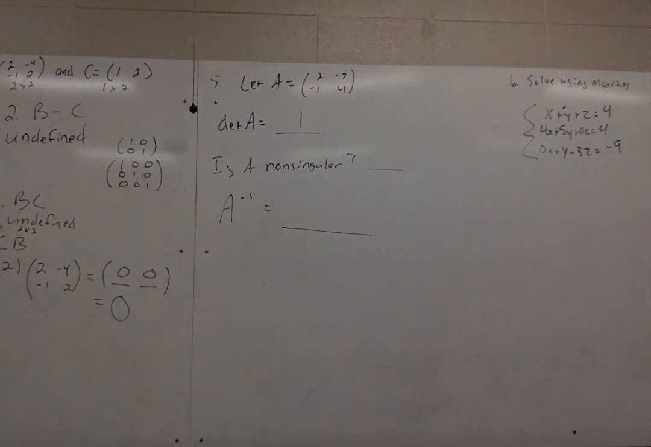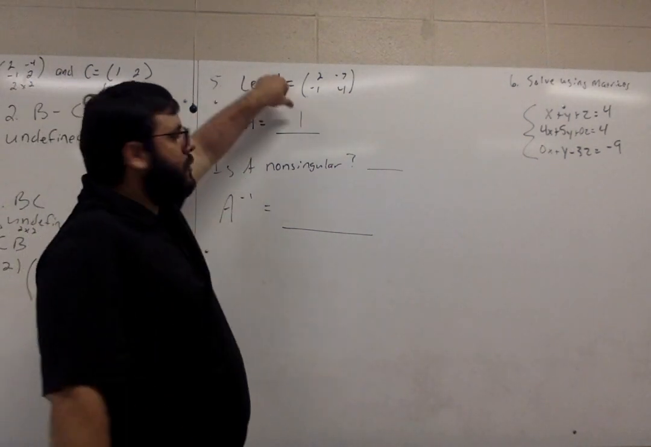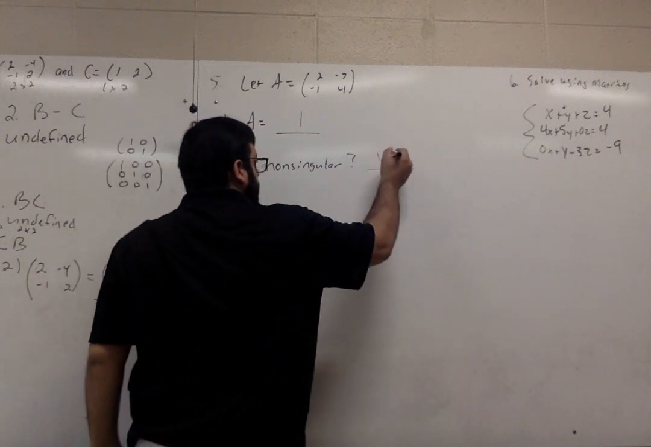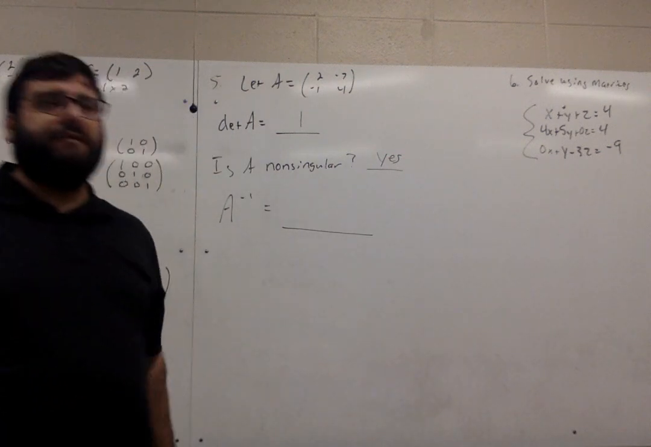Yes. In order for a matrix to be non-singular, the determinant has to be anything but 0. If your determinant is 0, then it is singular. It is not non-singular. So here my determinant is 1. It's not 0. So is it singular? Yes, A is non-singular, which means I can find its inverse.